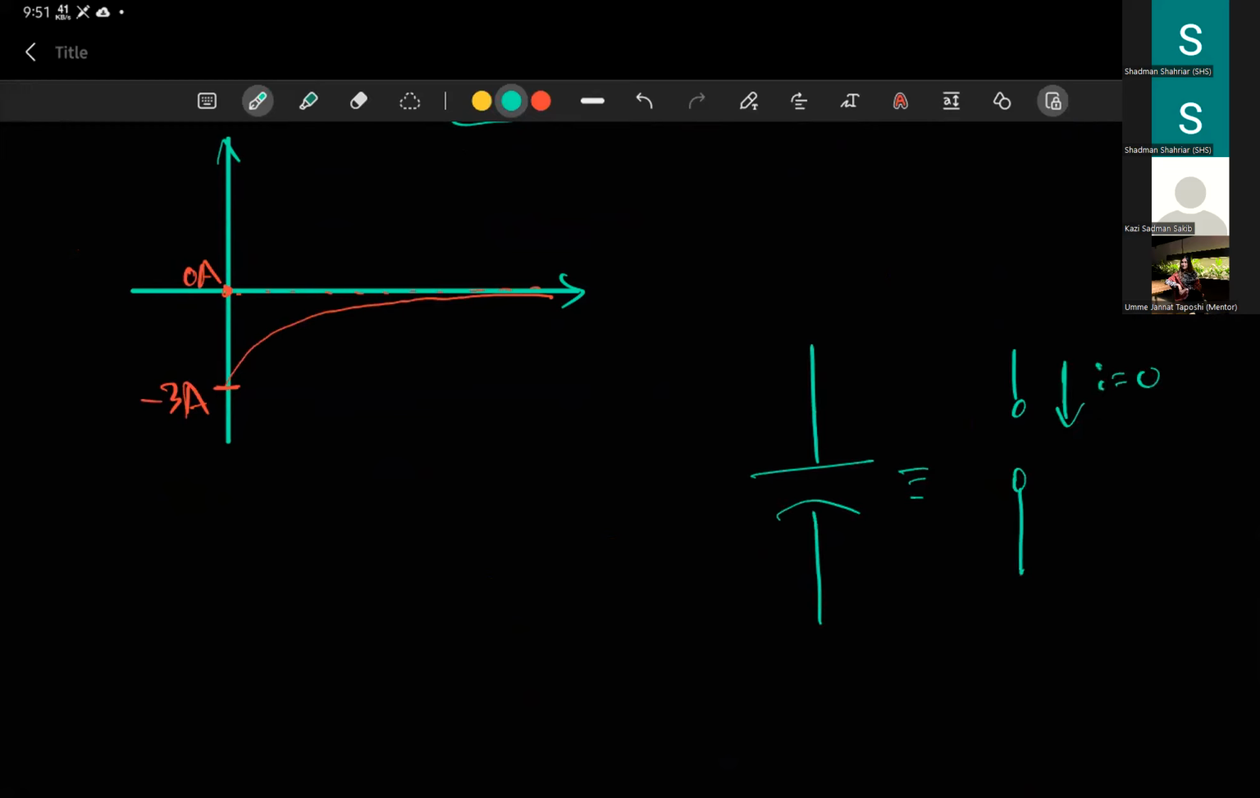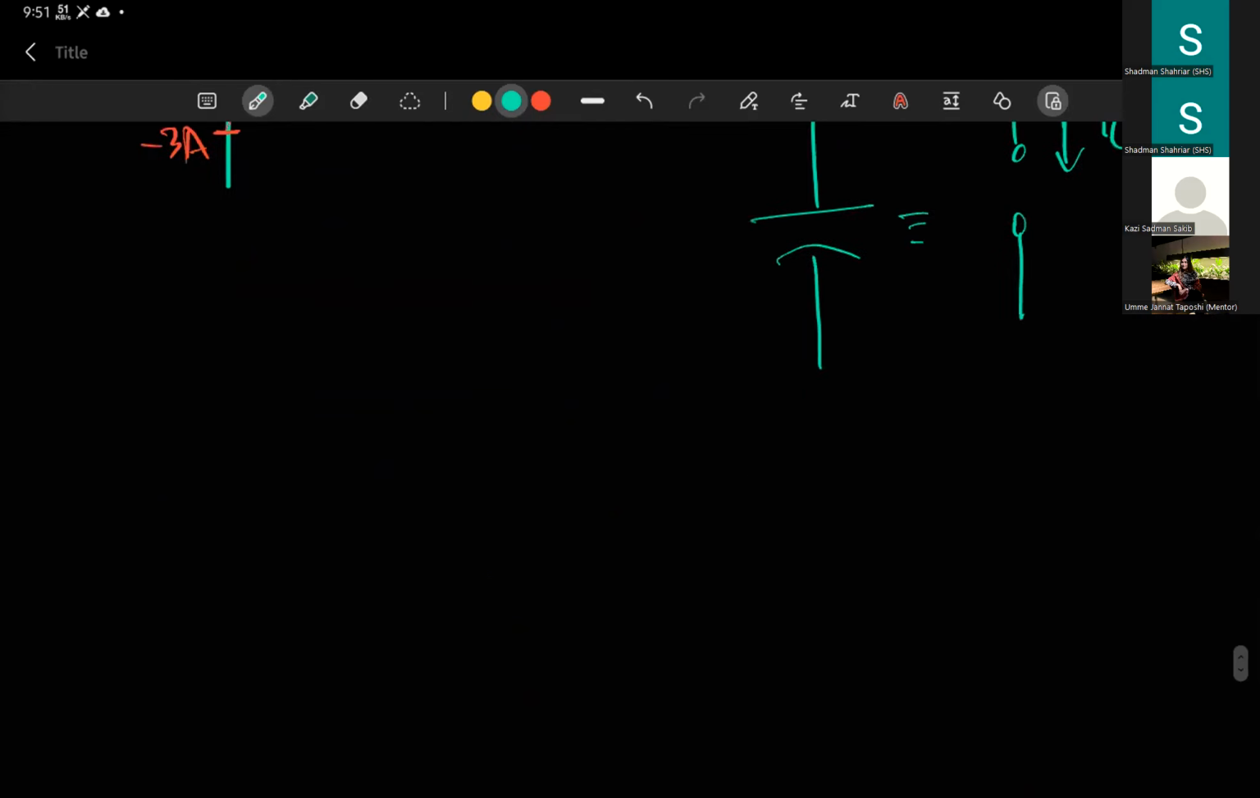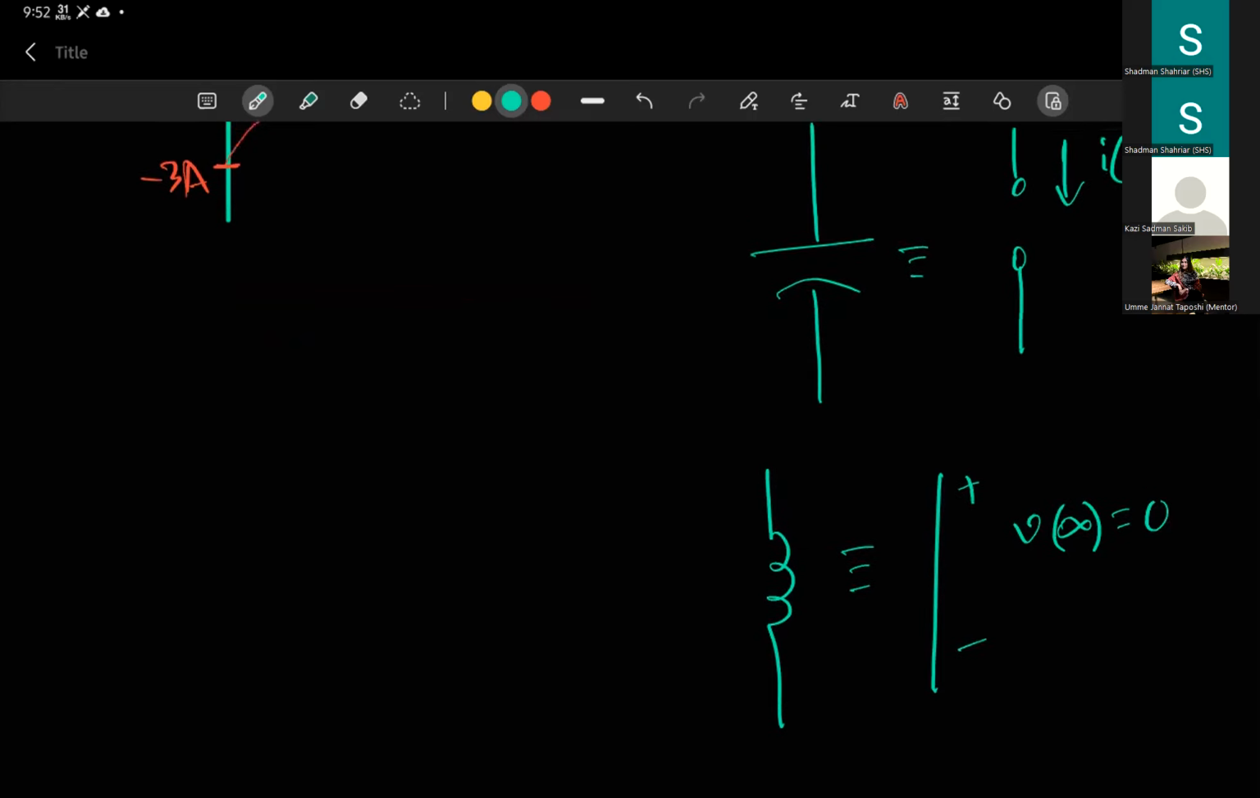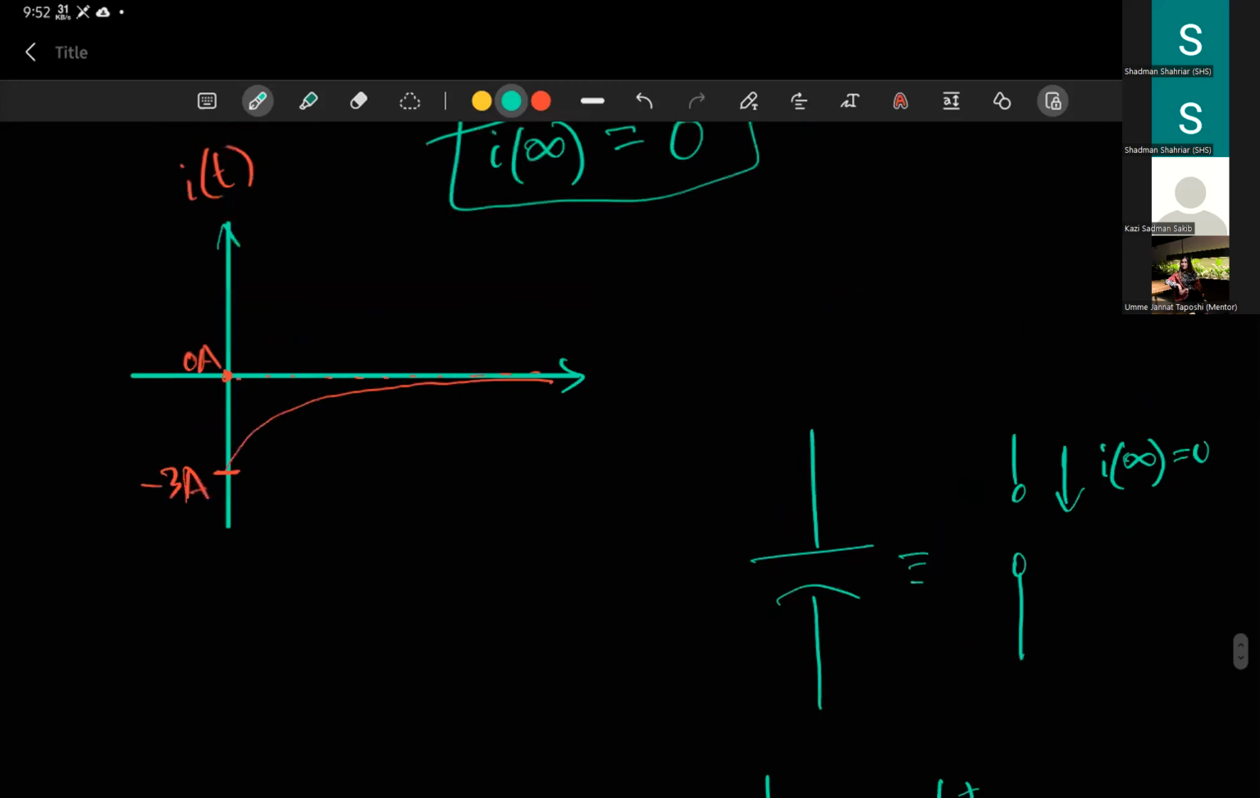After it becomes an open circuit, the final current is 0. Similarly, an inductor tries to become a short circuit, so the final voltage is 0. So I can tell that this final current should be 0.